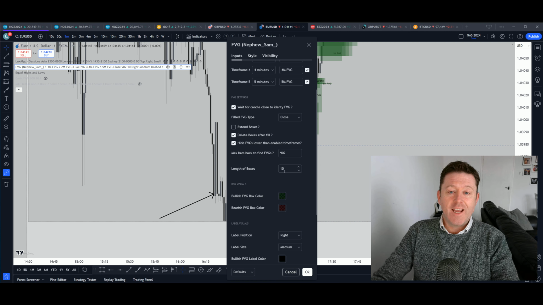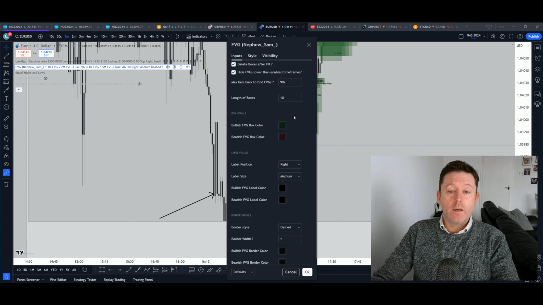Length of boxes is 10. That's just how far they extend over to the right. Obviously, you could make that 100 if you wanted, 50, and make them longer or even shorter. You could put that down to 2 or 3. The colours are entirely optional. I've got green for bullish, red for bearish.